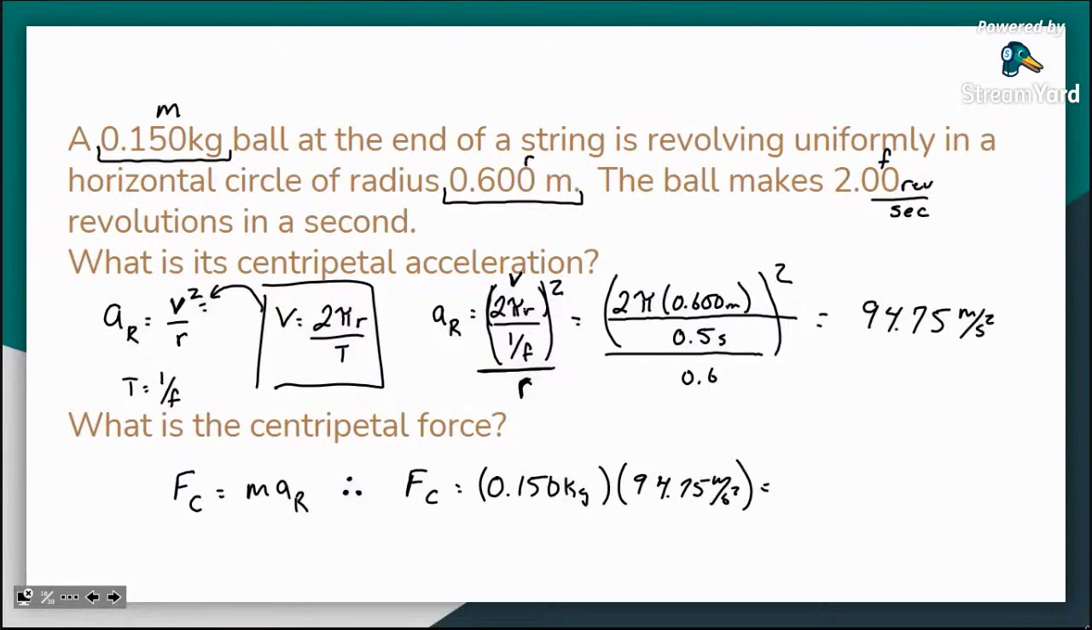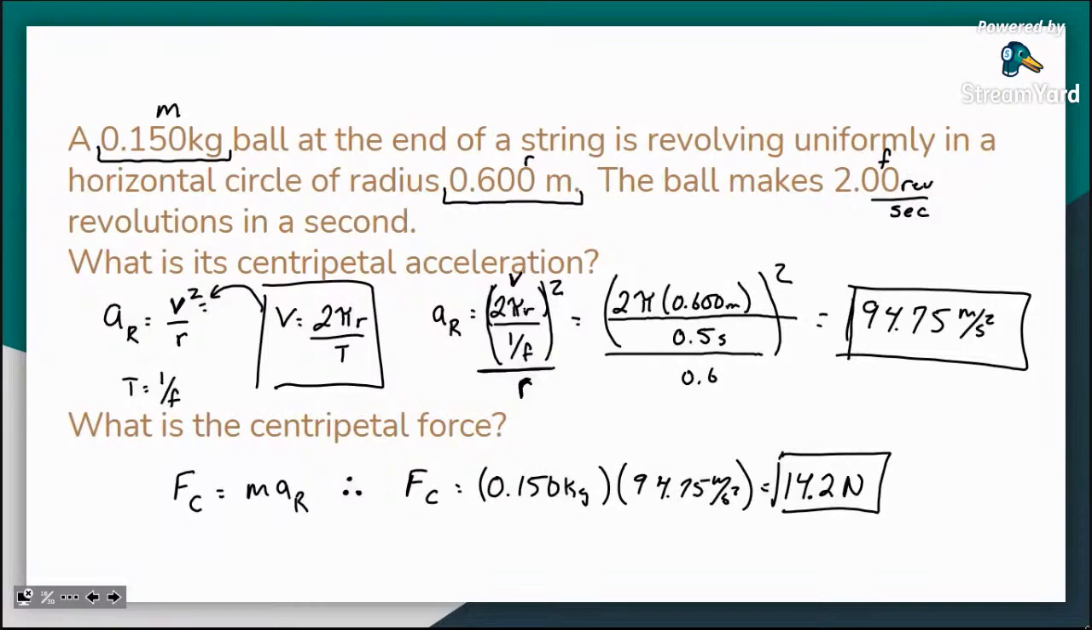And when you do that math, you can pause and work that, and then unpause to check your answer with my work. I end up getting a value of 14.2, and kilogram meters per second squared is the same thing as newtons. So here is my centripetal acceleration, and then my centripetal force for that ball revolving in uniform circular motion.